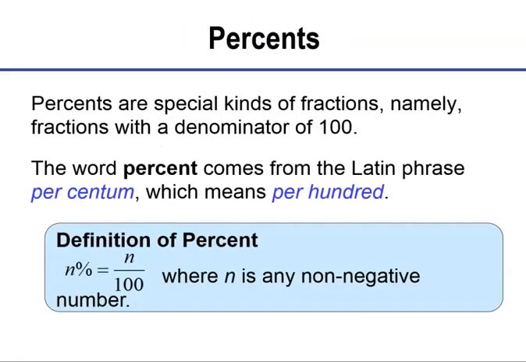So percents. Percents are special kinds of fractions, namely fractions with a denominator of 100. The word percent actually comes from the Latin phrase percentum, which means per 100. It was originally created probably to handle taxes. Definition of percent: n percent is equal to n out of 100, where n is any non-negative number. So for instance, 80% is equivalent to 80 out of 100. They mean exactly the same thing.